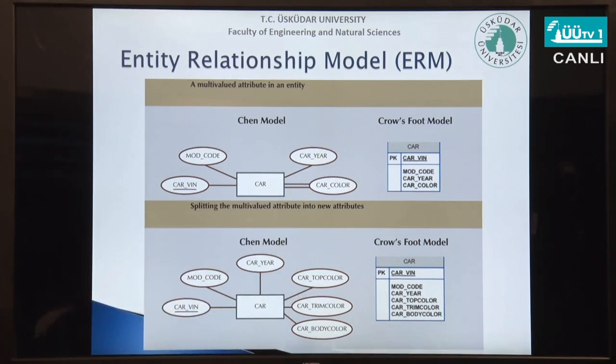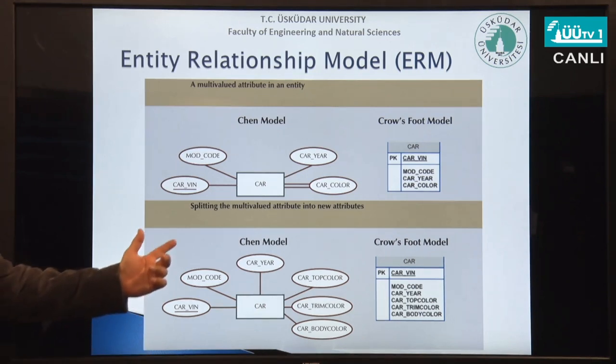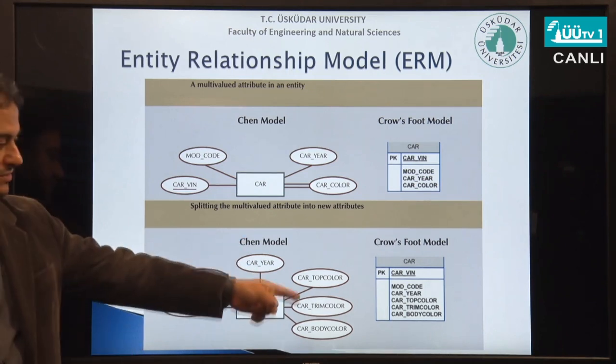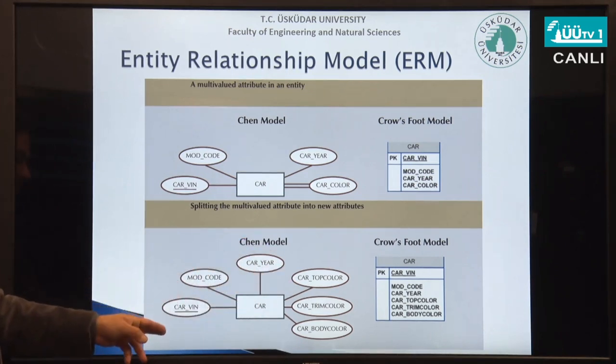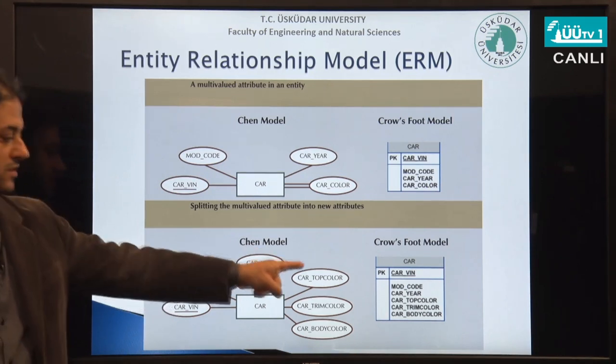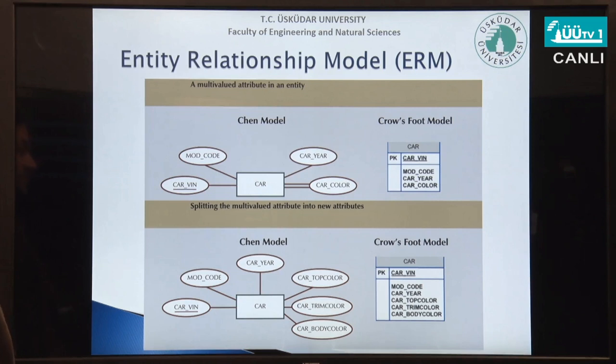Again, if we have multiple properties like those, this is another example. So we have here the primary key, and all of these are regular keys or regular attributes.